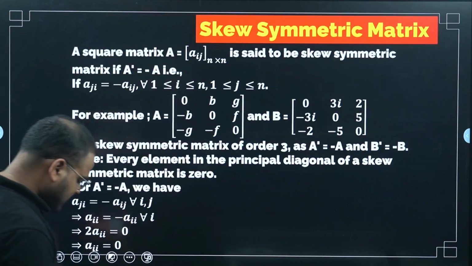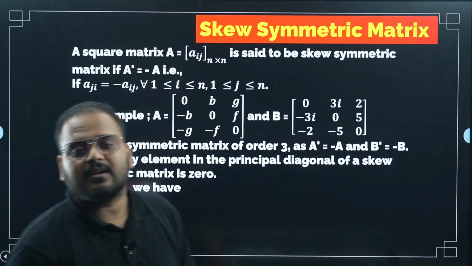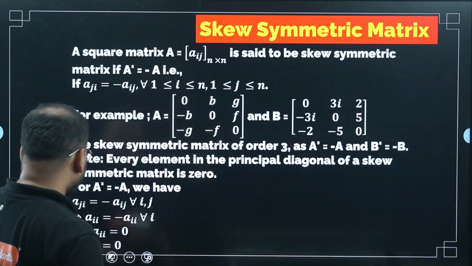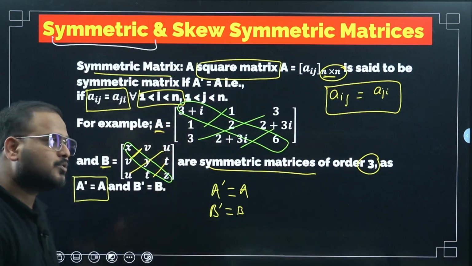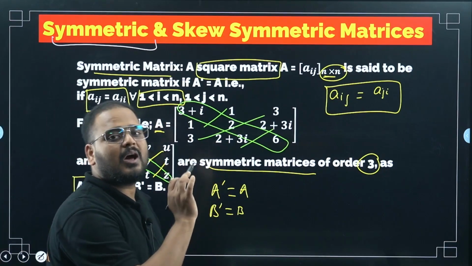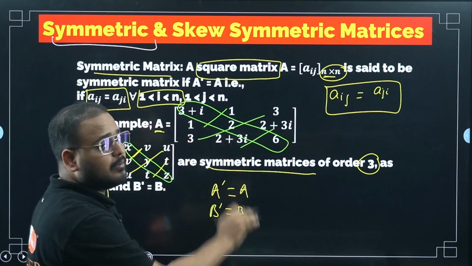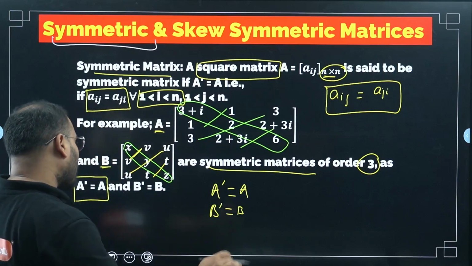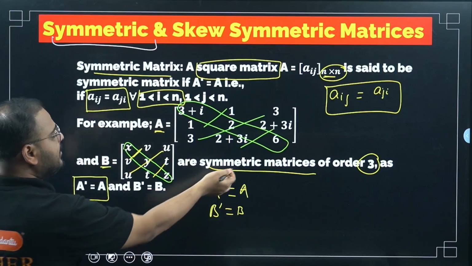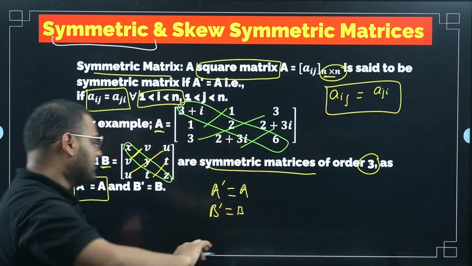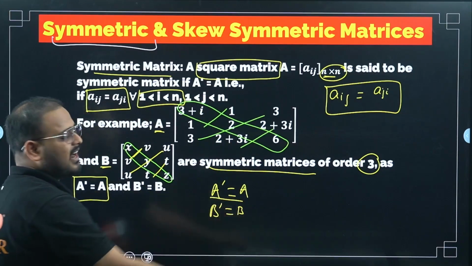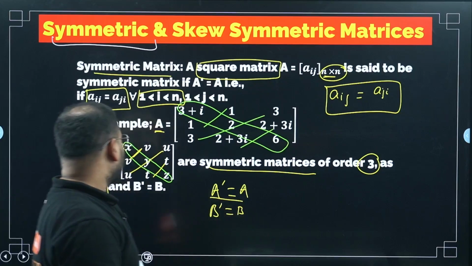Okay. Now next. Symmetric is done. Two things to remember. One thing is Aij equals Aji. Then always what will happen? The given matrix will be symmetric if it is a square matrix. If the given square matrix is a symmetric matrix, then this will be true: A dash is A and B dash is B.